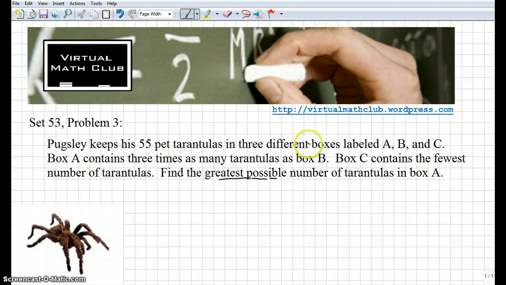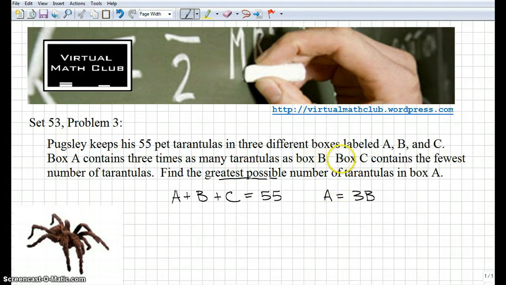So let's just start out by writing down what we know in mathematical terms. We know he has 55 tarantulas, so the number in box A plus the number in box B plus the number in box C is equal to 55. Okay? And we're also told that the number in box A is 3 times the number in box B. So we can write that down: A is equal to 3B. That's just a mathematical way of saying what is set up here in words, that box A contains 3 times as many tarantulas as box B.